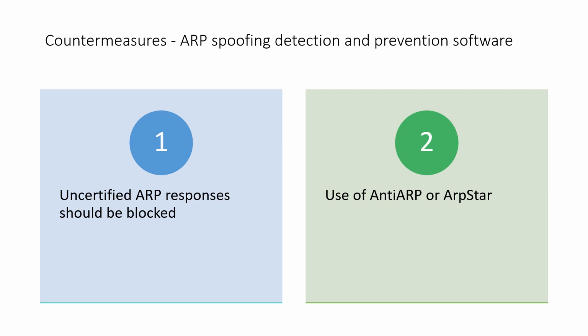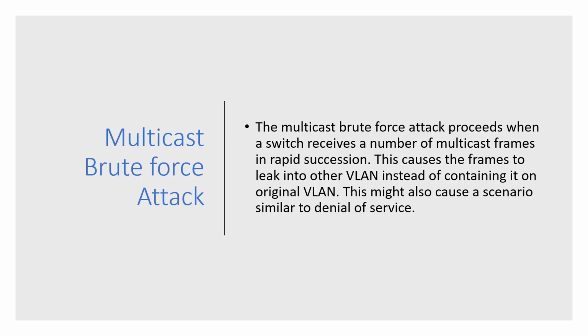Anti-ARP also provides Windows-based spoofing prevention at the kernel level. ArpStar is a Linux module for kernel 2.6 and Linksys routers that drops invalid packets that violate mapping, and contains an option to repoison/heal. Let's understand the multicast brute force attack.